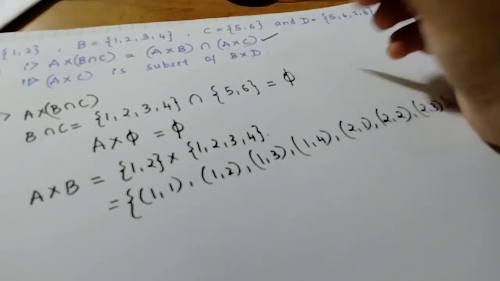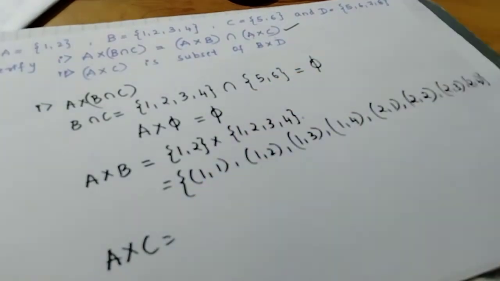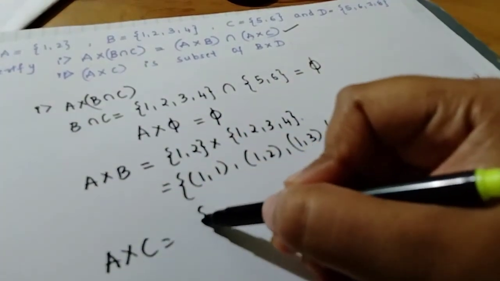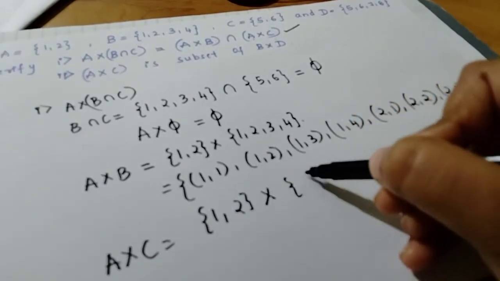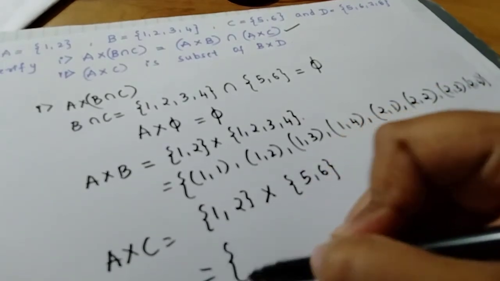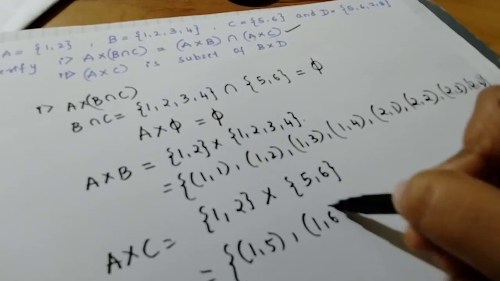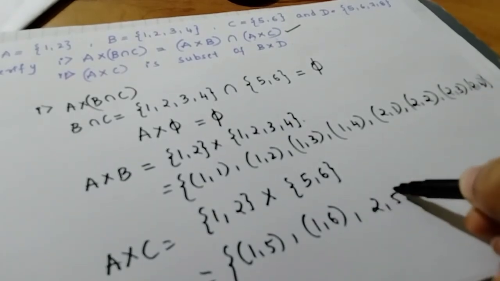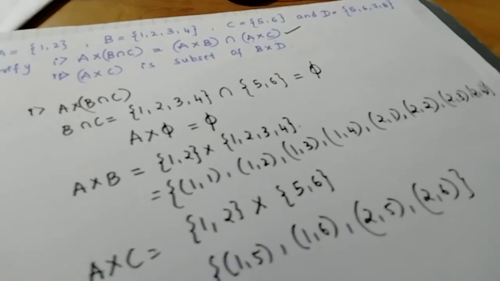A cross C, so A cross C I write now. What is A? {1, 2} cross product with C {5, 6}. So this is equal to what? (1, 5), (1, 6), (2, 5) and (2, 6).